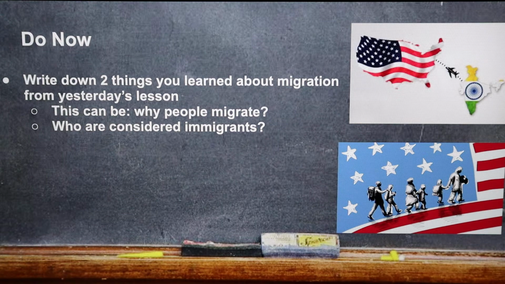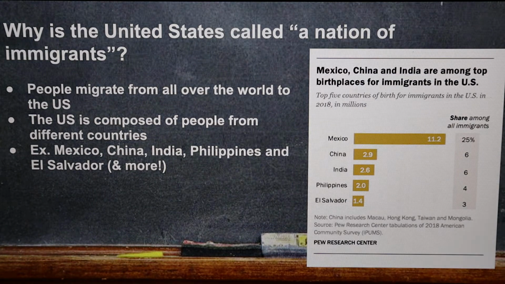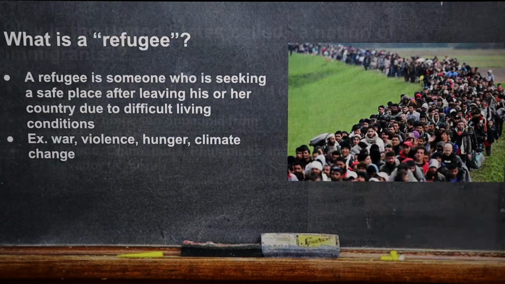So students will write down 2 things they've learned about migration from yesterday's lesson. This can be why people migrate and who are considered immigrants. We're going to look at why the United States is called a nation of immigrants. And as you can see in this chart right here, most of the people that come to the United States are born in either Mexico, China, India, Philippines, or El Salvador, and also more places.